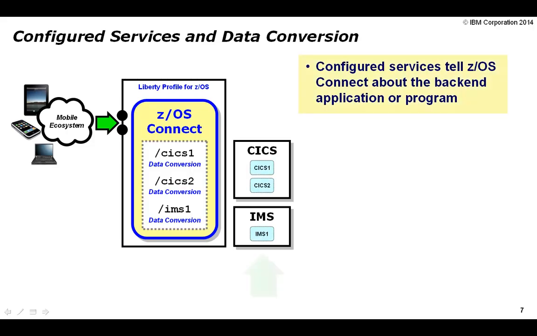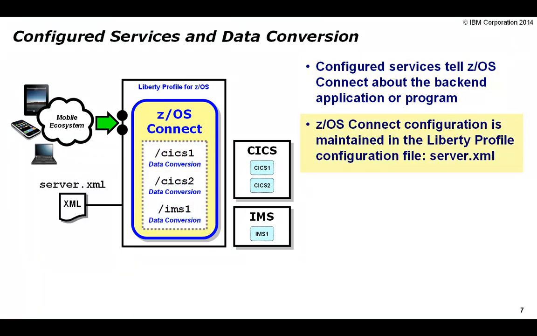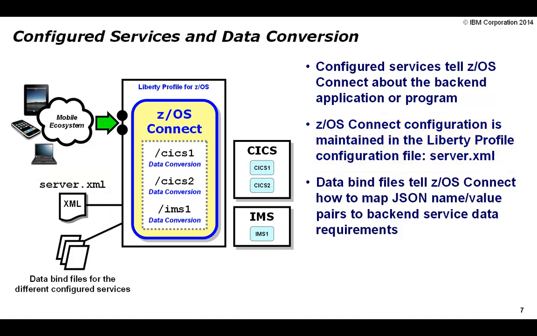z/OS Connect needs to know what back-end programs you wish to make available and how the RESTful URI received maps to those programs. That's the role of z/OS Connect configured services. It tells z/OS Connect how to operate. You tell z/OS Connect about these configured services by updating the Liberty Profile server.xml file.